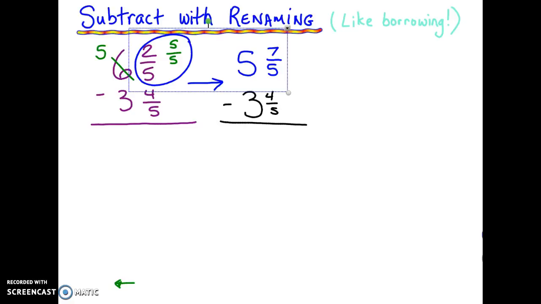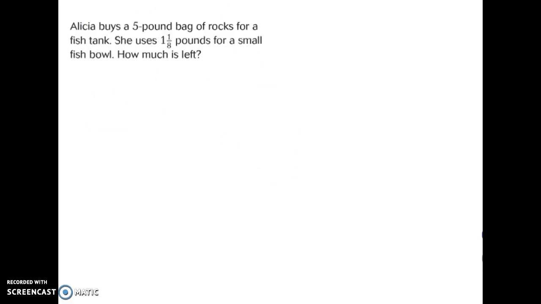Nice part is we don't have to change our bottom numbers. Here we go. 7/5 minus 4/5. You got it. It's 3/5. All right. I think everybody in the school can do 5 minus 3. 2. Final answer. 2 and 3/5. Now let's look at an example of how we would use this math in our story problems.